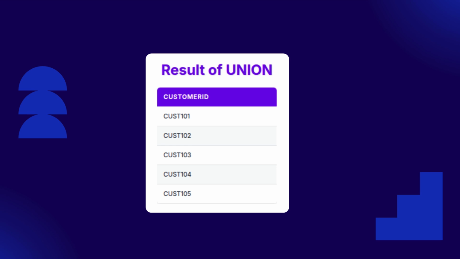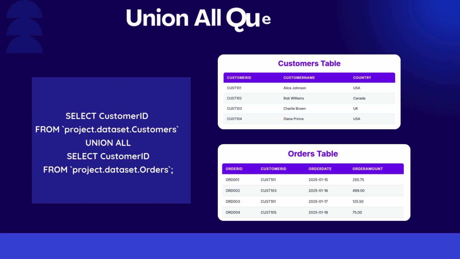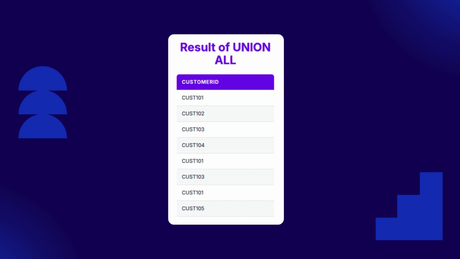If we use union all instead: SELECT customer_id FROM customers UNION ALL SELECT customer_id FROM orders. Now, if a customer ID appears in both tables, you'll see it twice in the output. No duplicate elimination happens here.